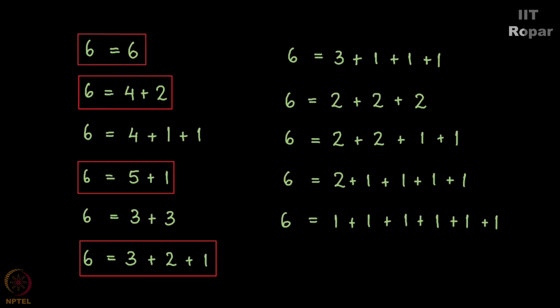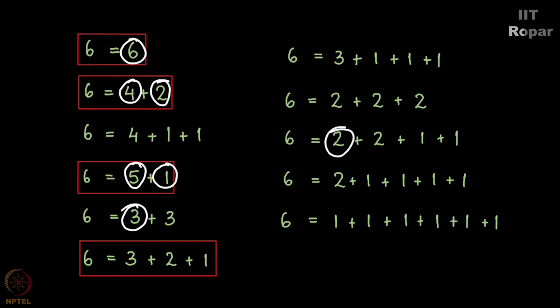Here is the observation. These partitions have all distinct summands. What do I mean by summand? If this is one part, 6, 4 plus 2, these are called summands. 5 plus 1, 5 and 1 are called summands, and so on. I hope you have understood what a summand is. 5 is a summand, 1 is a summand. So the integers which constitute the partitions are called summands. 3 is a summand, here 2 is a summand, right? So on. So now, observe these boxed partitions.